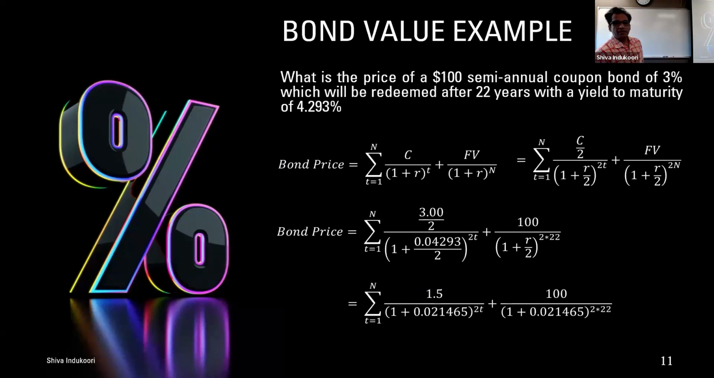Same thing getting repeated here. I just gave an example. If any one of you are using a finance calculator or Excel, you can cross check if you want. Let's spend some time on this. This is a $100 semi-annual coupon bond of 3%. Semi-annual means you'll be getting 1.5%. It will be redeemed after 22 years with a yield to maturity of 4.293. So here, your yield to maturity means your K or R, the required rate of return.